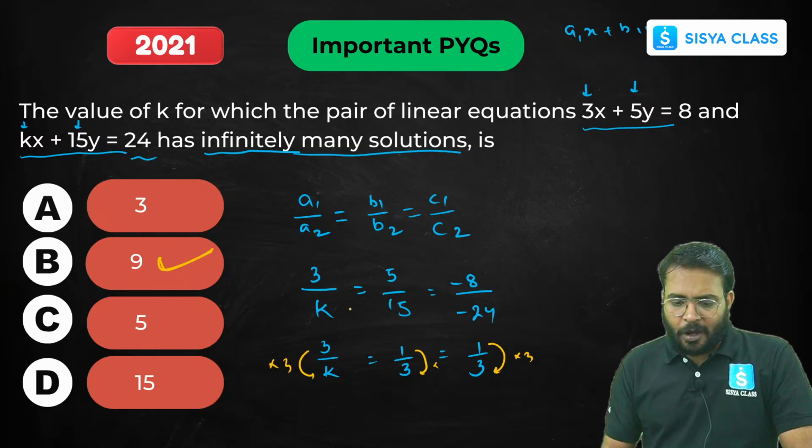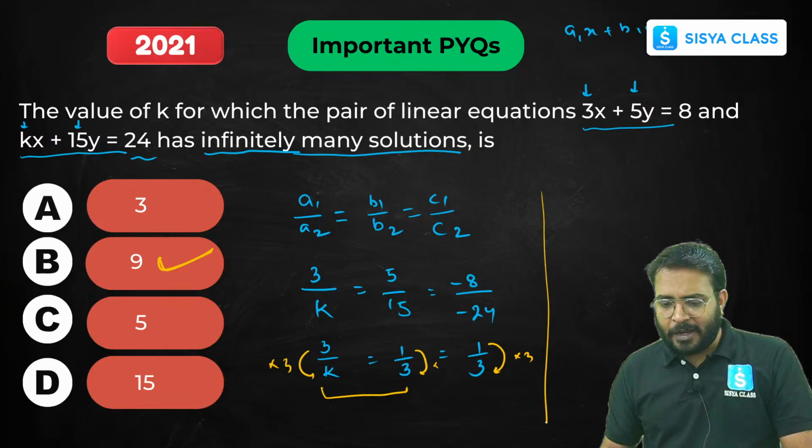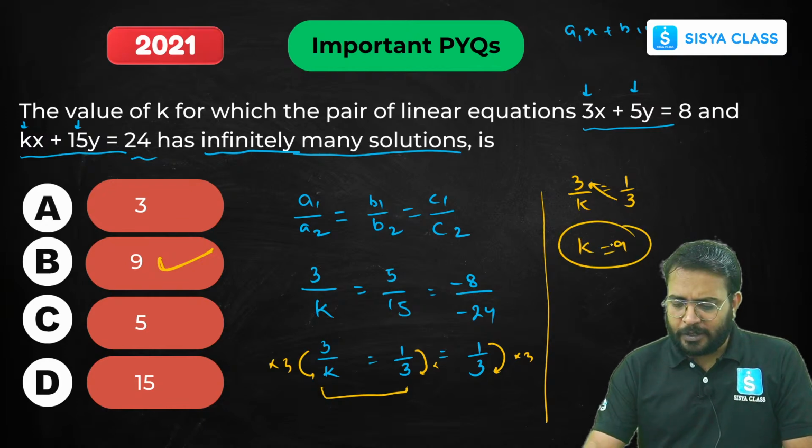Or you can just compare these two and cross multiply to get the value. 3 by k is equal to 1 by 3. Cross multiply and you will get k is equal to 9. In both ways you can get the answer.